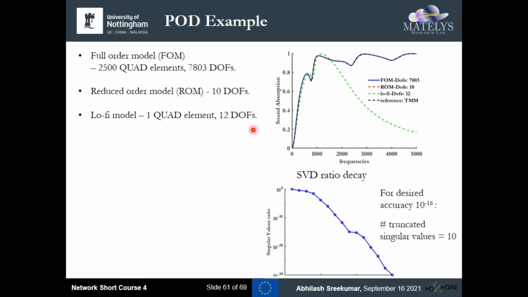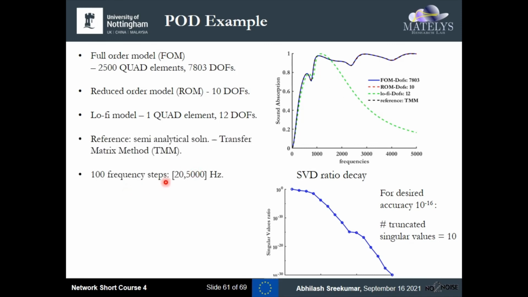Now if we take a look, we can notice that the full order model is identical to the reference solution across the entire frequency spectra, and so is the reduced order model. However, the lo-fi model has good accuracy only up until 1000 Hertz. Beyond that, it is unacceptable, simply because the bases are not rich enough to resolve high frequency waves. There are 100 frequency steps mentioned here.